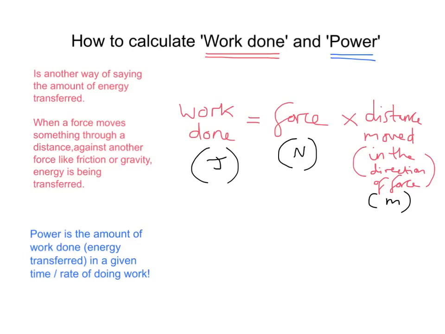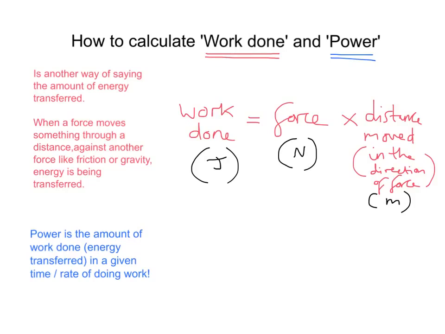Now power is the amount of work done in a given time. So we've said what work done is. We said it's the amount of energy transferred when a force moves through a distance. Now the rate at which that happens, the rate of doing work, as it says in the power description, that gives us the power. So the amount of work done in a unit time.